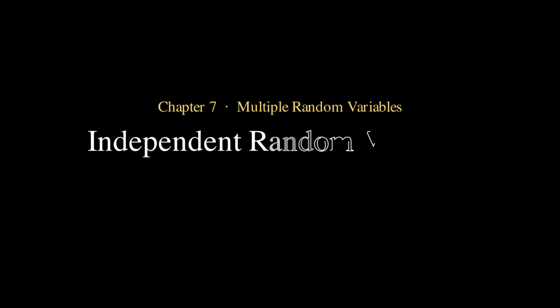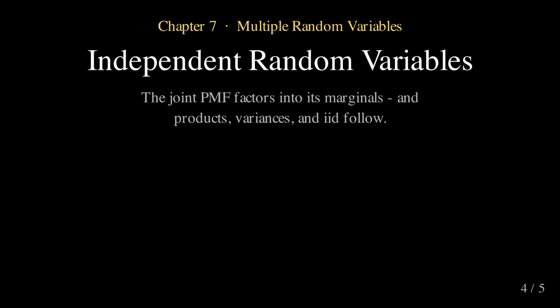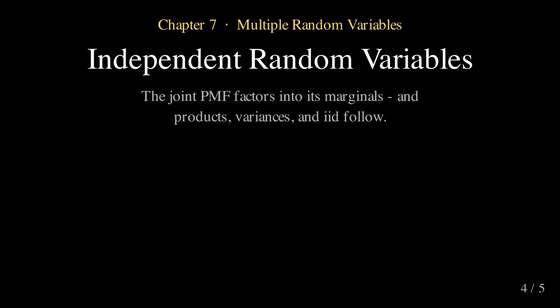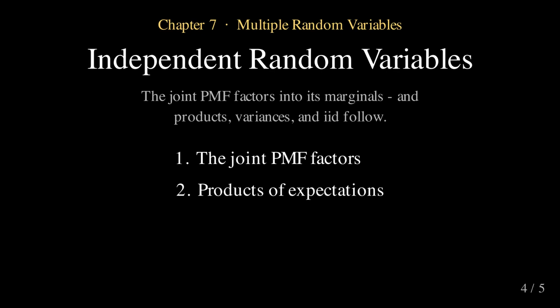2 videos ago, we saw that margins never determine a joint table, except in one special case, and it is the most important special case in probability. In this video, we define independence for random variables, watch the joint PMF factor into its marginals, watch expectations of products split cleanly in two, and collect the payoff that powers the rest of this course. For independent variables, the variance of a sum is the sum of the variances.